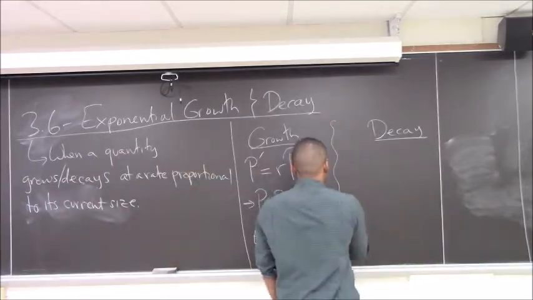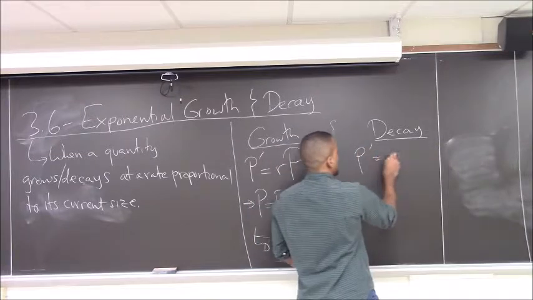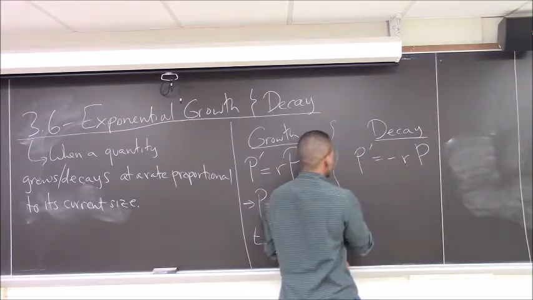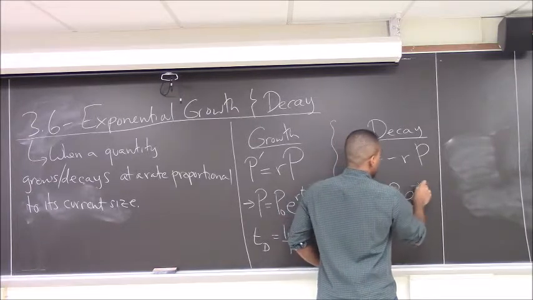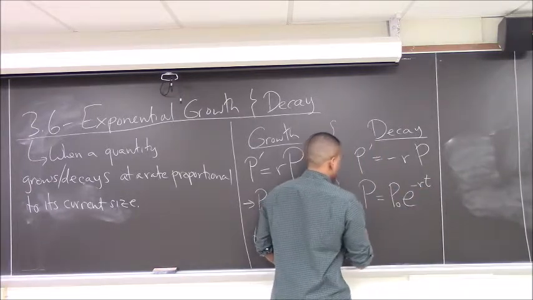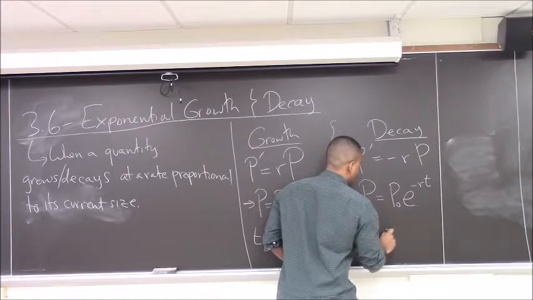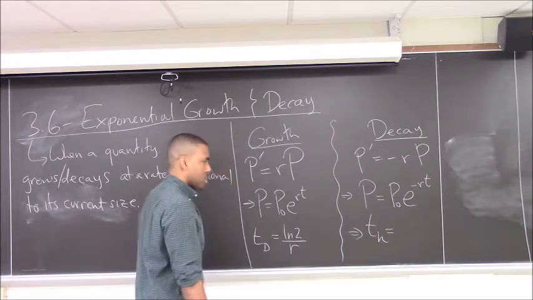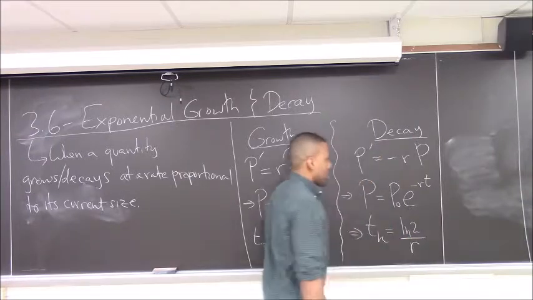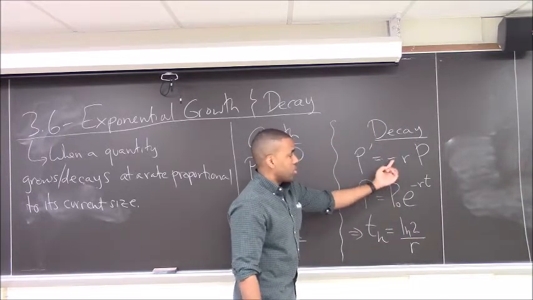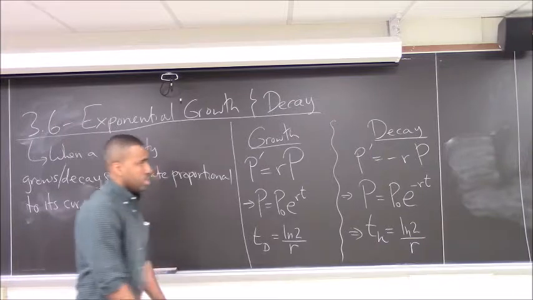Decay is very similar, except you have a negative rate because it's decreasing. When you solve that, you get P = P0 e^(-rt). In this case you have what we call the half-life, which I would represent by T sub h. This is also ln2 over r. Because r itself is always considered to be positive, we put the negative in here, and that's how you get that.